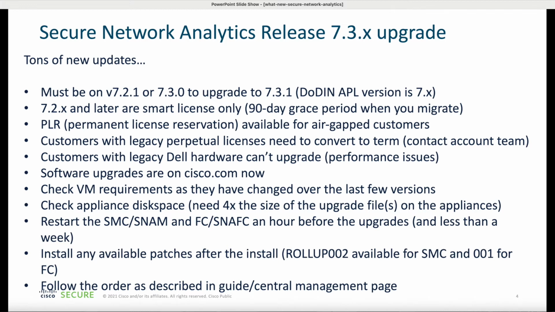If you're on, again, NIPR, any unclassed network, you can probably switch to smart licensing, and there is a document that you can follow to do that. But if you are air gapped, if this is on the high side, you will probably have to reach out to your Cisco account team so that we can help you get that PLR license so that you can run this on air gap networks. So as I mentioned, legacy perpetual license, you will have to move to a term license.